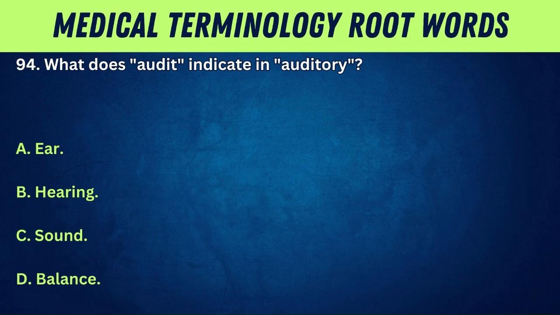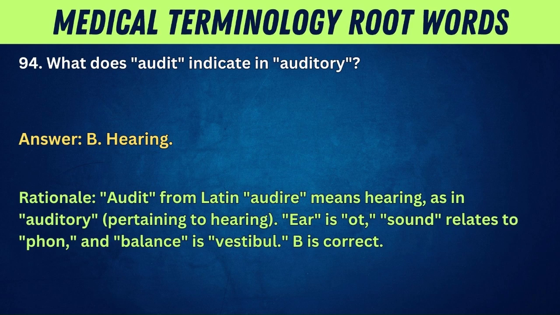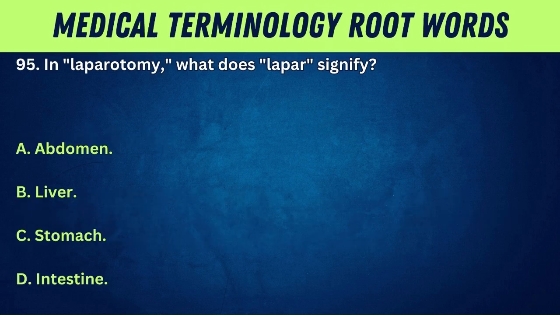94. What does audit indicate in auditory? A. Ear. B. Hearing. C. Sound. D. Balance. Answer: B. Hearing. Rationale: audit, from Latin audire, means hearing, as in auditory, pertaining to hearing. Ear is ot. Sound relates to phon, and balance is vestibul. B is correct.